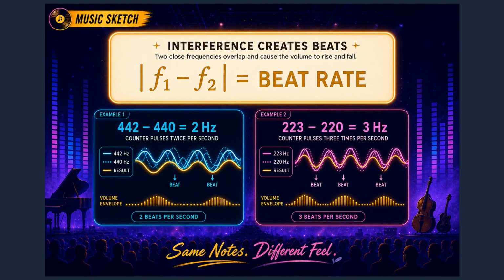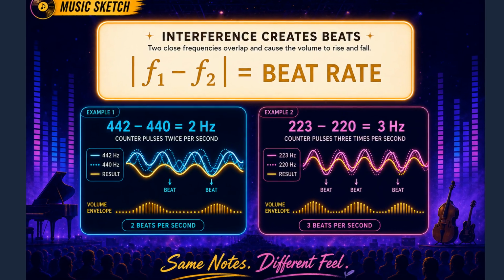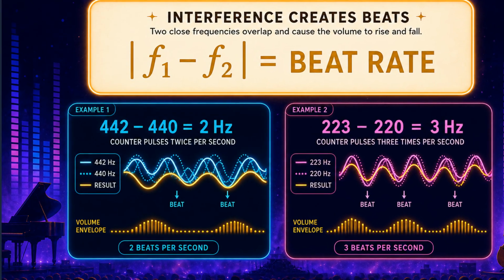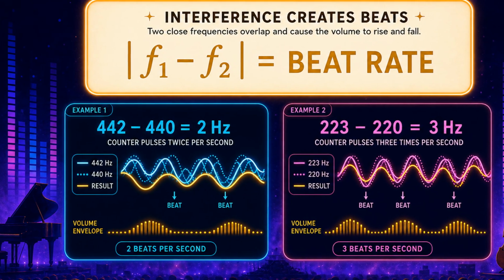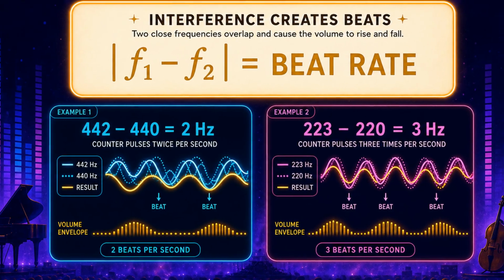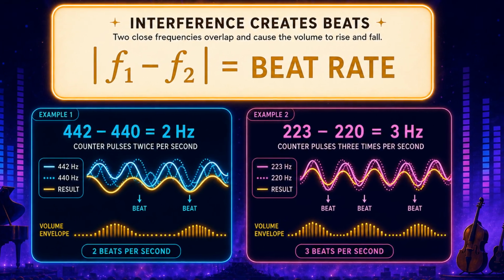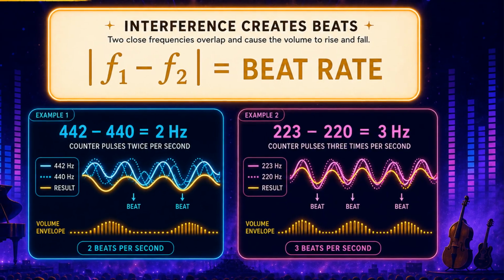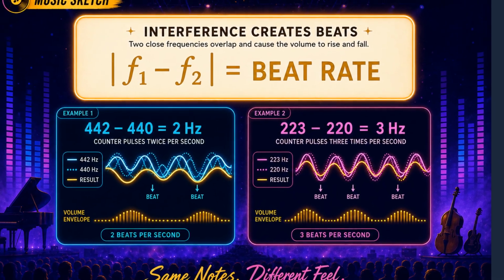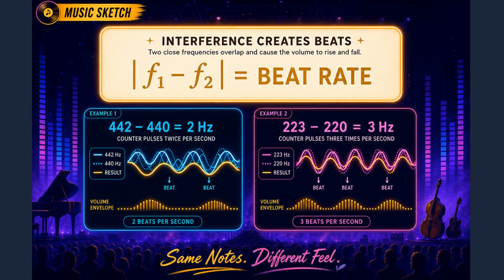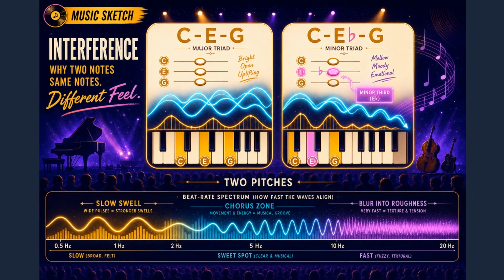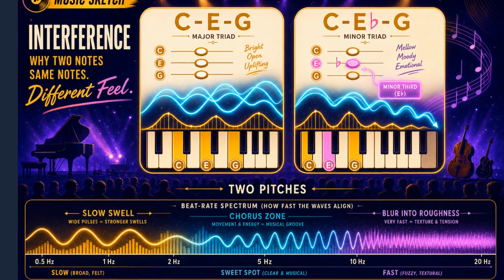The beat rate equals the difference between the two frequencies. 440 Hz plus 442 Hz beats 2 times per second. 220 and 223 beat 3 times per second. Your ear is a subtracting machine on close pitches. Difference in hertz becomes wobbles per second. Tiny frequency gaps make slow, dramatic swells.